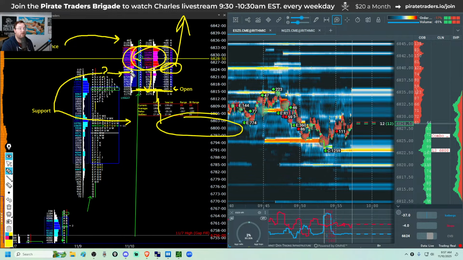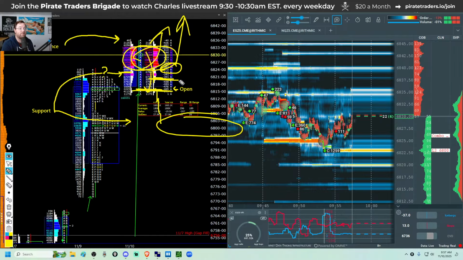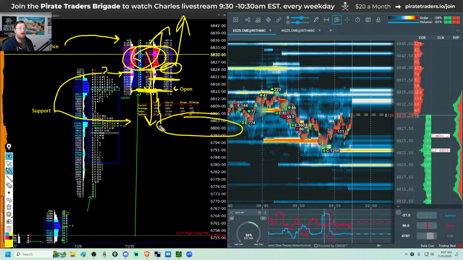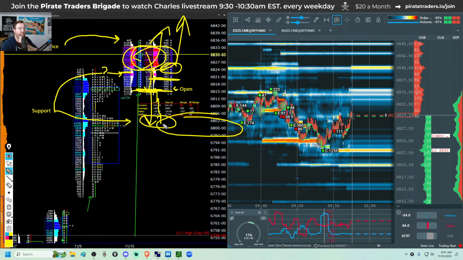So I'm looking for support. If it holds, I'm going long with my stop inside that range. If it crosses back through, I'm getting out of my long. And then if it crosses through the opening price, I'm getting short to come back down to 6,800. I'm taking profits there because that's where I'm looking for support. So you got to know where these levels are, right? And know what changes to expect to see there.